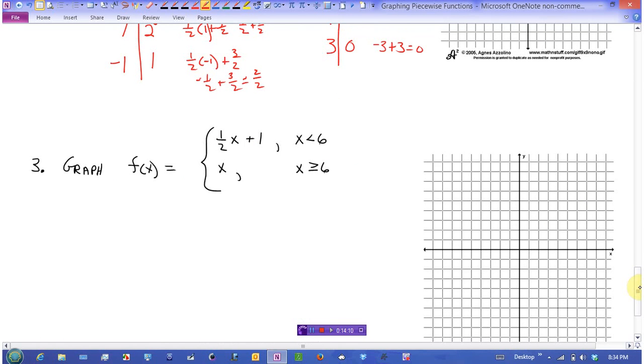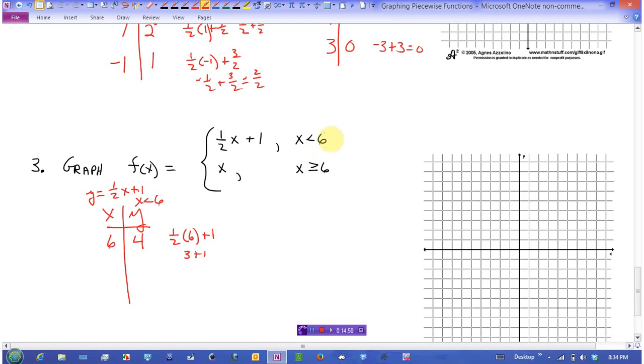One more. Graph f of x is equal to 1/2 x plus 1 when x is less than 6. It's equal to x when x is greater than or equal to 6. So I'm going to make my two xy charts. This one is going to be 1/2 x plus 1. And that's going to be for when x is less than 6. So here my transition point is 6. So let's put a 6 into that equation. What I would get is 1/2 times 6 plus 1. 3 plus 1, so I get 4.